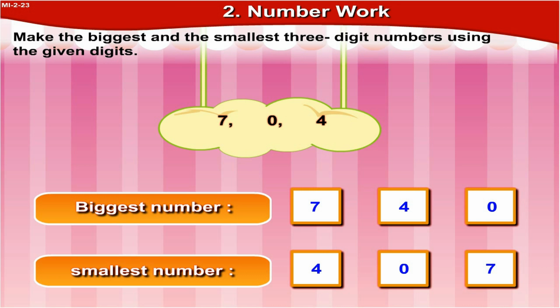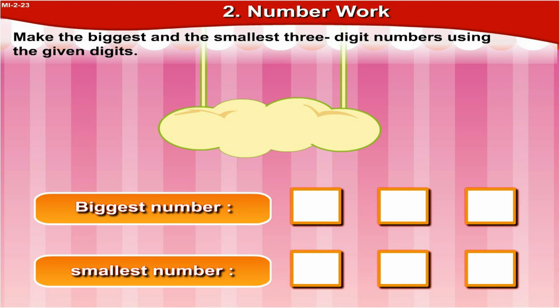Now the next set of digits is 395, where the biggest number is 9 and the smallest number is 3. So the biggest 3-digit number would begin with 9 and it would be 953. And the smallest 3-digit number would be 359.